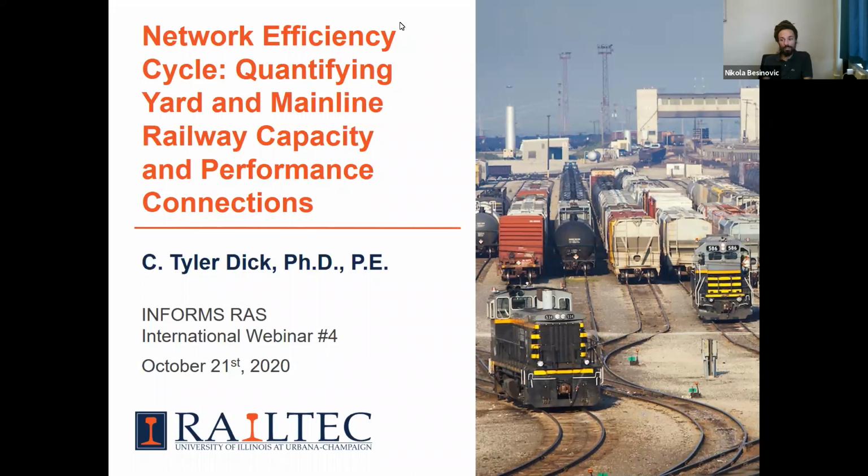So what we see commonly today is that many researchers focus on one part of the railway puzzle, either on main lines or yards independently. But instead, this presentation will address the connections between yards and main lines and their critical interconnectedness.